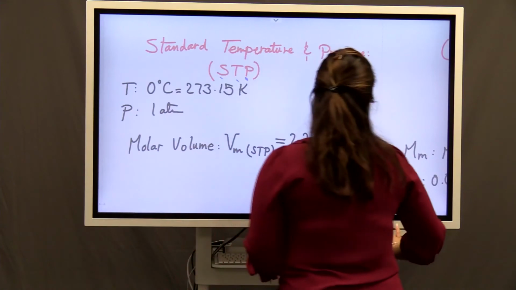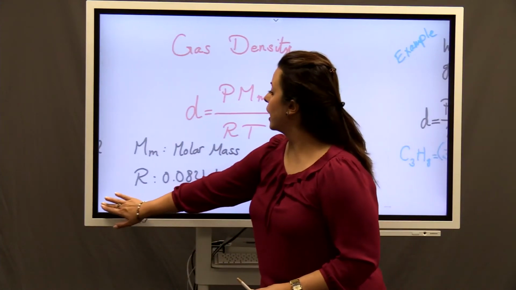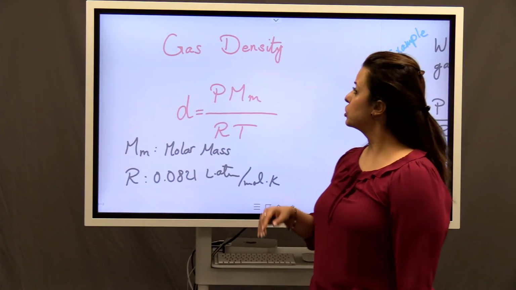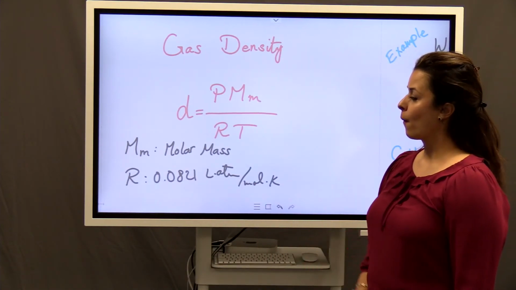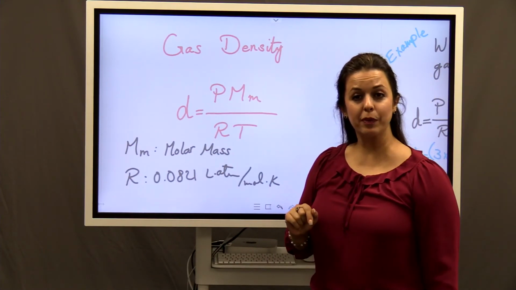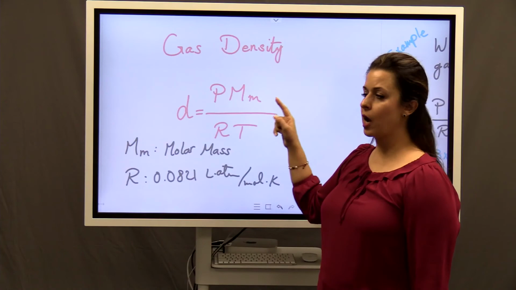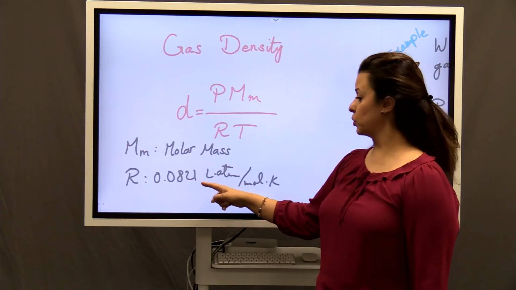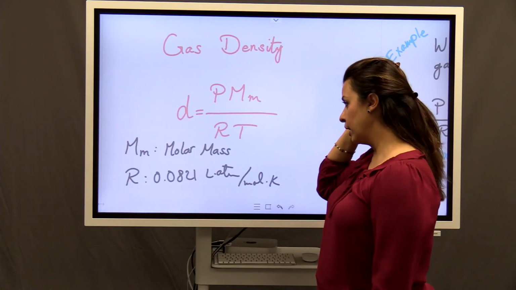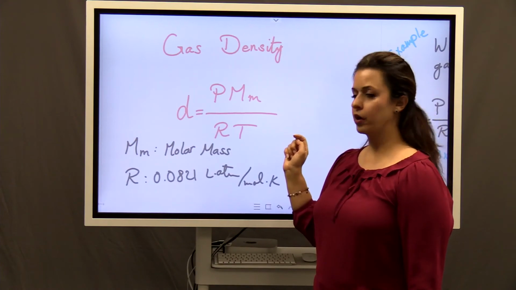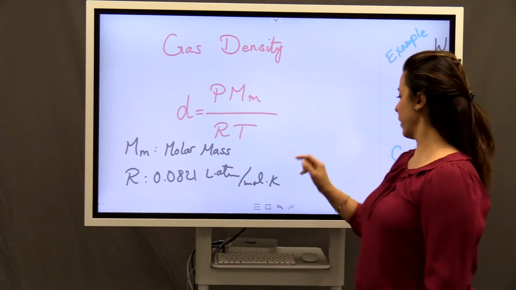So let's move to the last part of this portion of the video, which is gas density. Gas density is calculated from this formula. Please keep it in mind. It's pressure times molar mass divided by R, which is 0.0821 liter atmosphere per mole Kelvin, times the temperature. So D is PM over RT, where M is the molar mass of the gas.